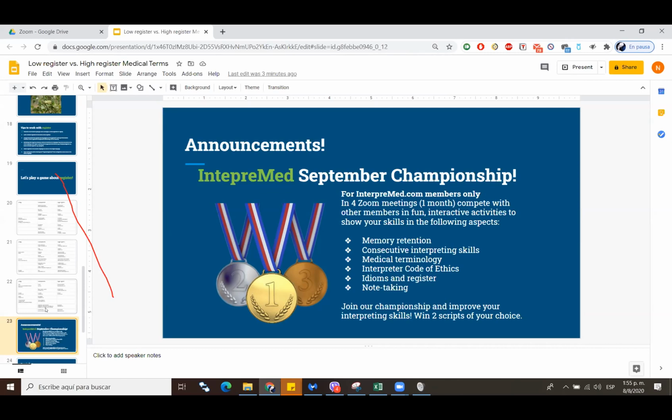I don't know if somebody would like to participate, but basically you're going to compete with other interpreters. We usually meet twice a week, but one of those days is going to be dedicated to the competition. In one month, we are going to complete several different activities like the ones we did now, and we're going to assess memory retention. You're actually going to interpret, and we will evaluate your consecutive interpreting skills, medical terminology, code of ethics, multiple choice questions, idioms, register like the ones we did, and note taking. The person who wins is going to have a lot of fun and learn a lot.